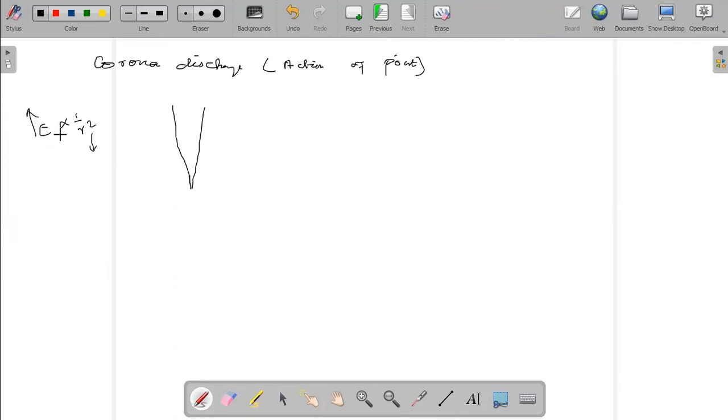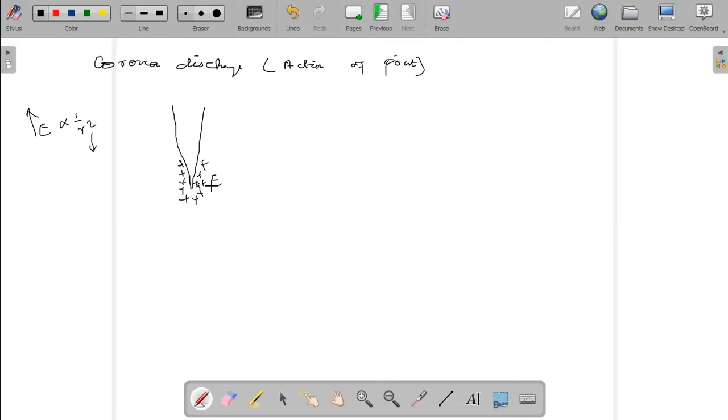lesser, where the electric field is more. At the edges, the electric field is greater. That means more charge will accumulate at the sharp edge. Electric field is greater, so more charge will accumulate at the edge.